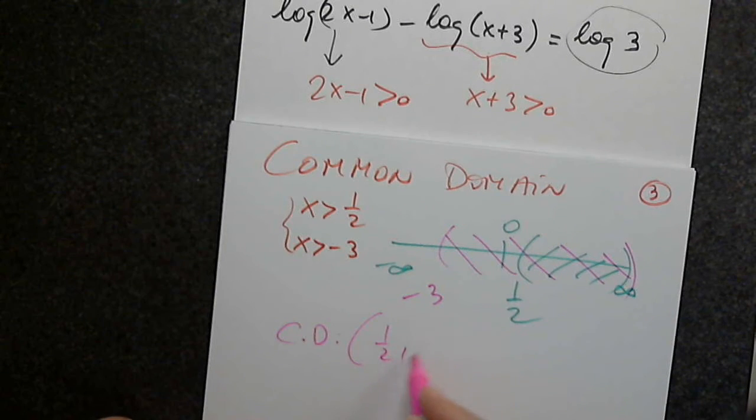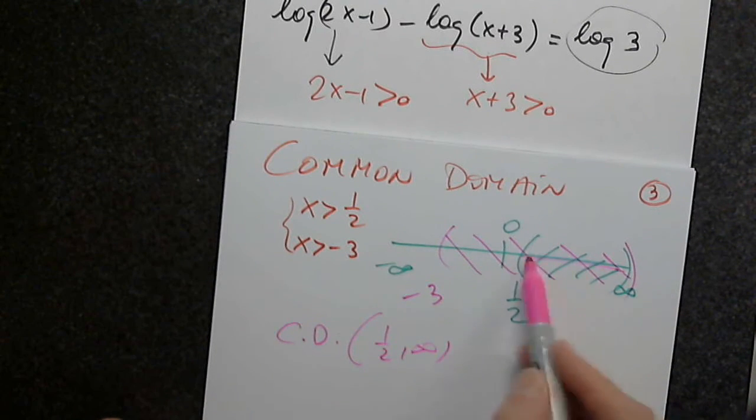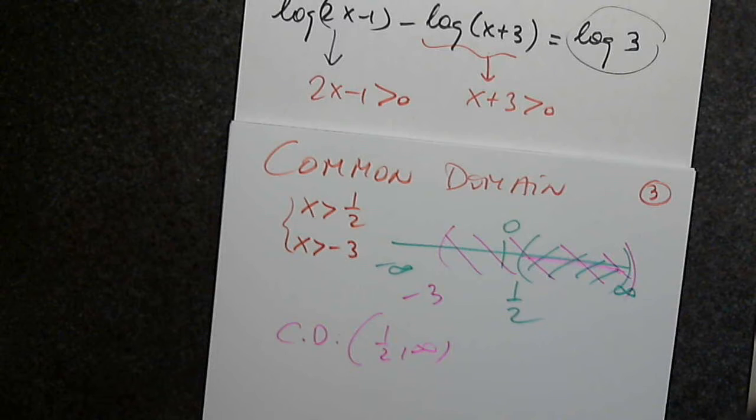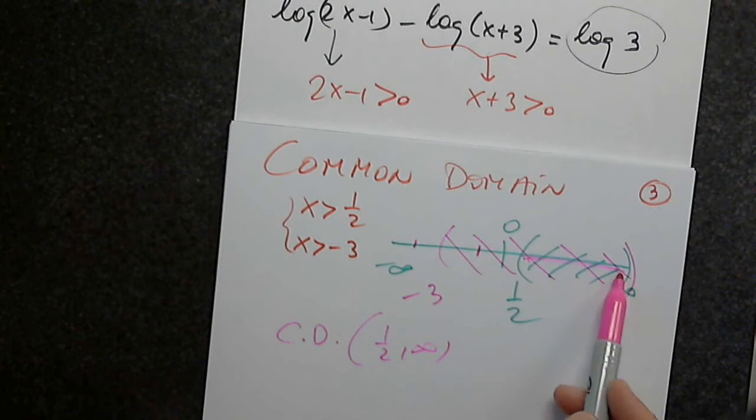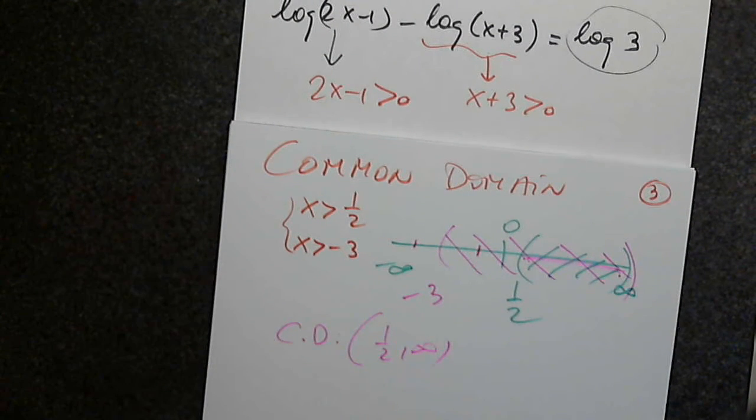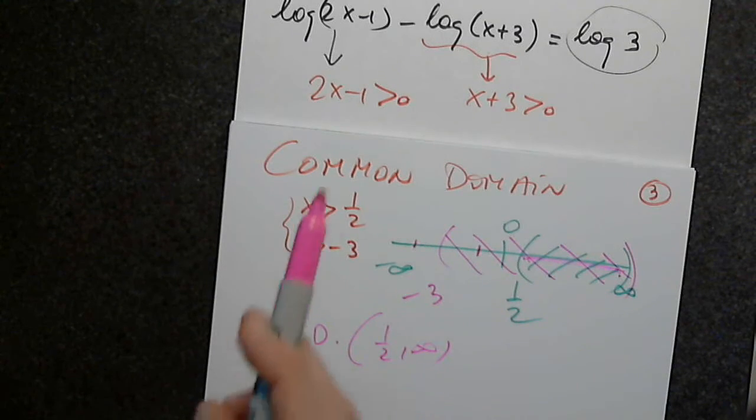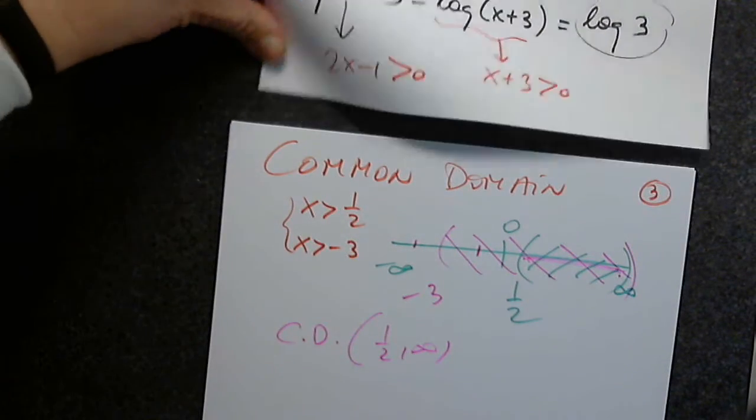Exactly. It's where I see pink and green at the same time. If I pick here, only one of them exists. If I pick here, none. But if I pick anywhere between 1/2 and infinity, they will both exist. Great job. Now I need to condense.